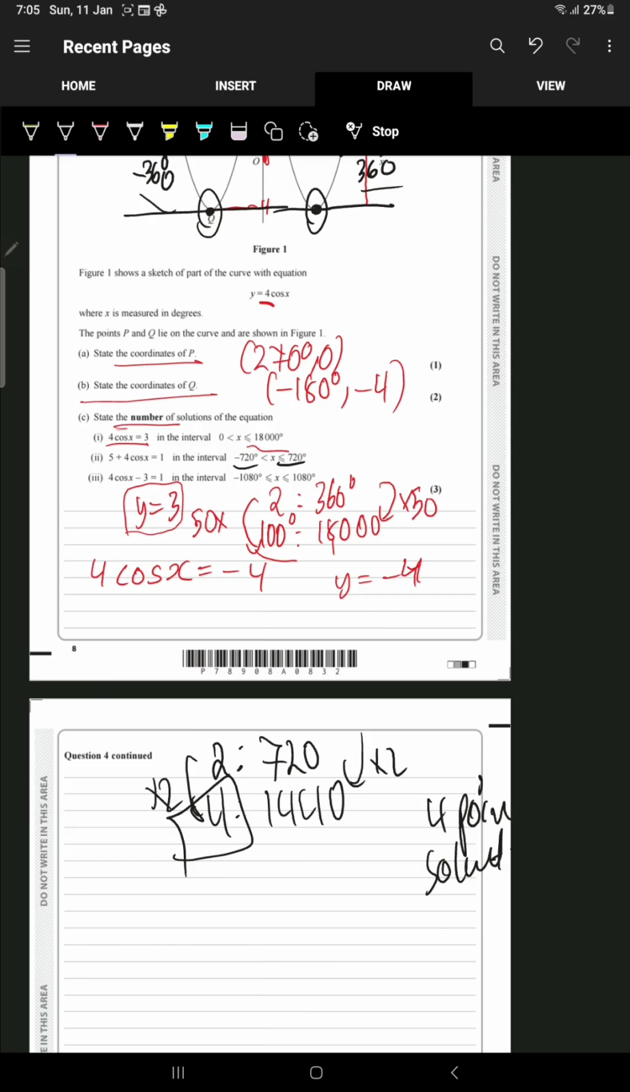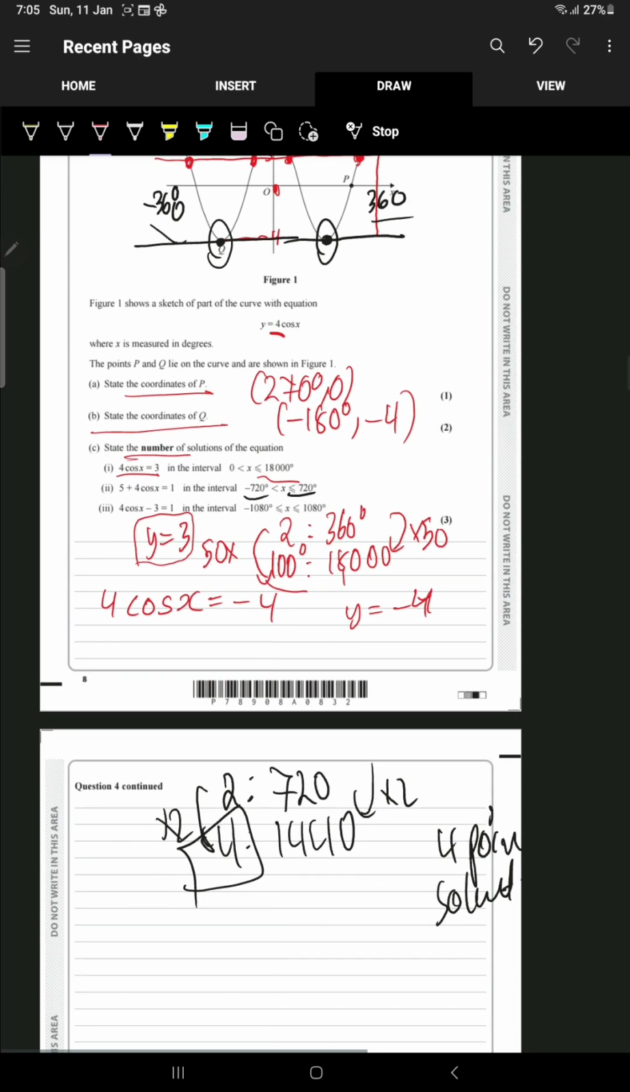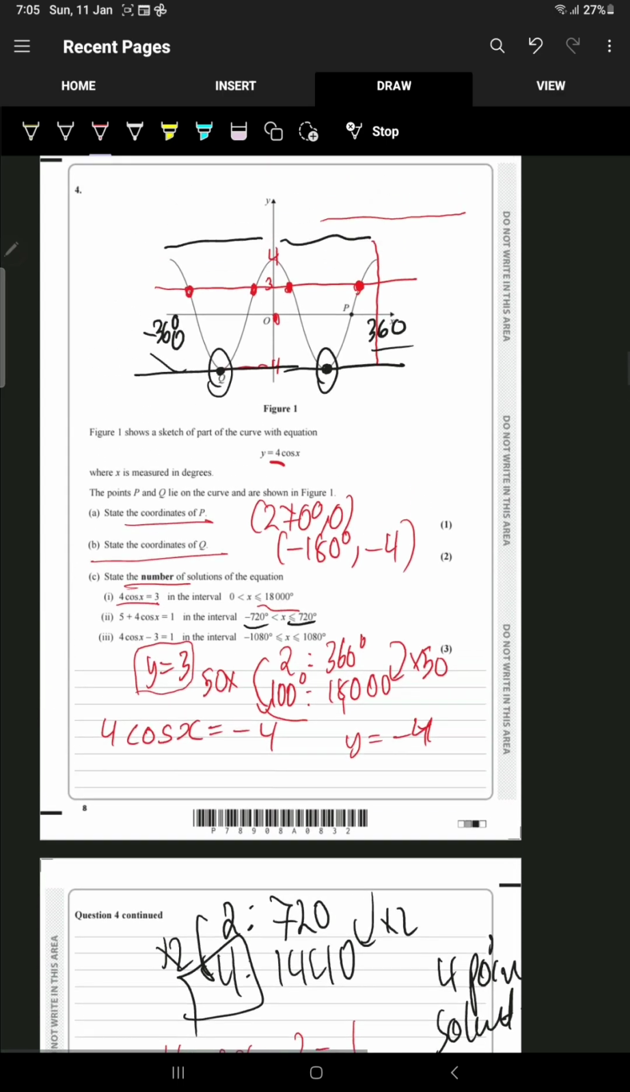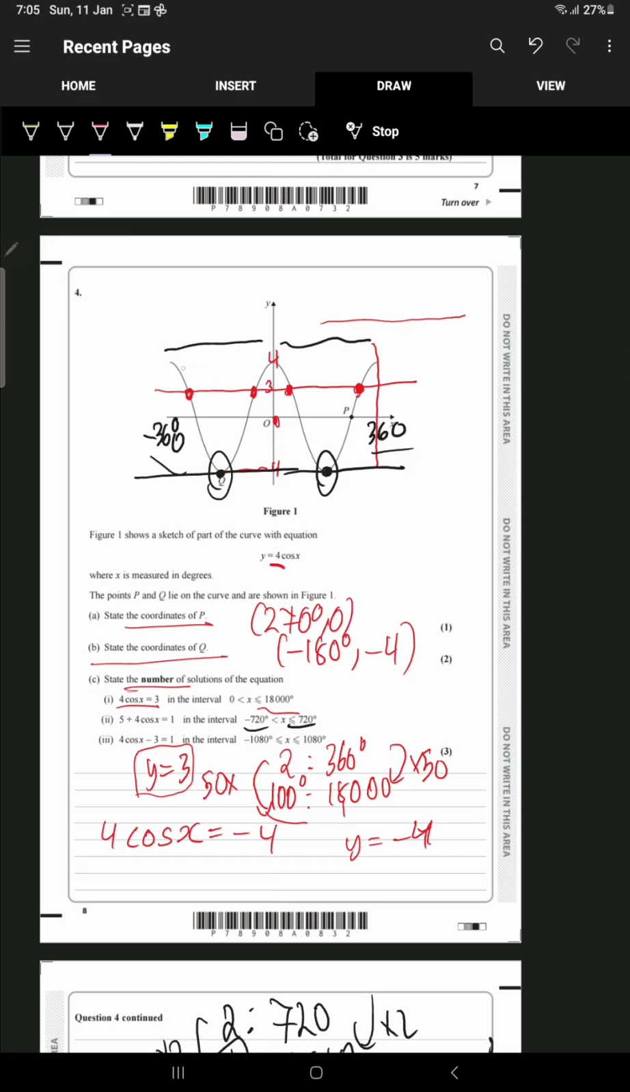Oh, this one is a bit tricky as well. All right, so 4 cos of x minus 3 is equal to 1. This is going to give us 4 cos of x, adding 3 on both sides, so that is going to give us 4 cos of x. And now you have to draw a graph of y is equal to 4 cos x right there.